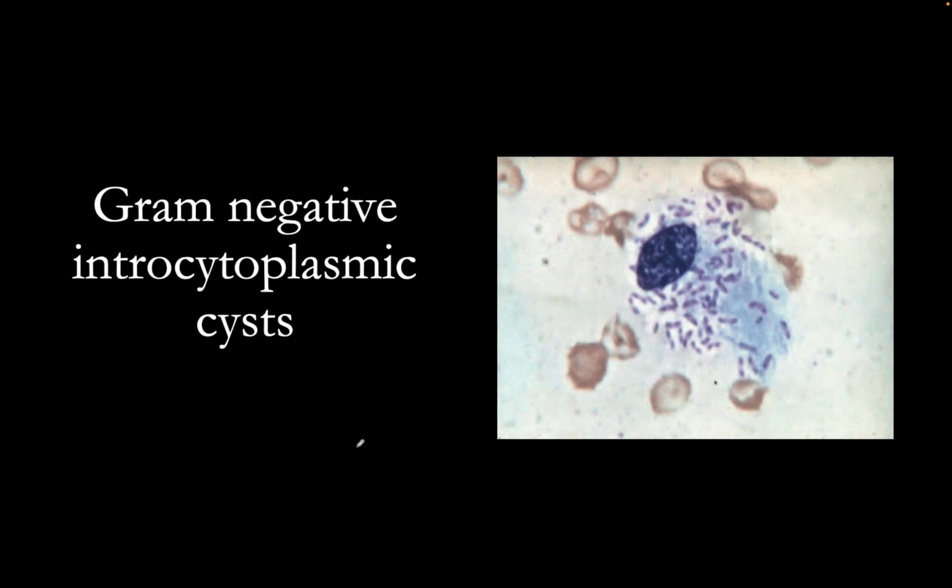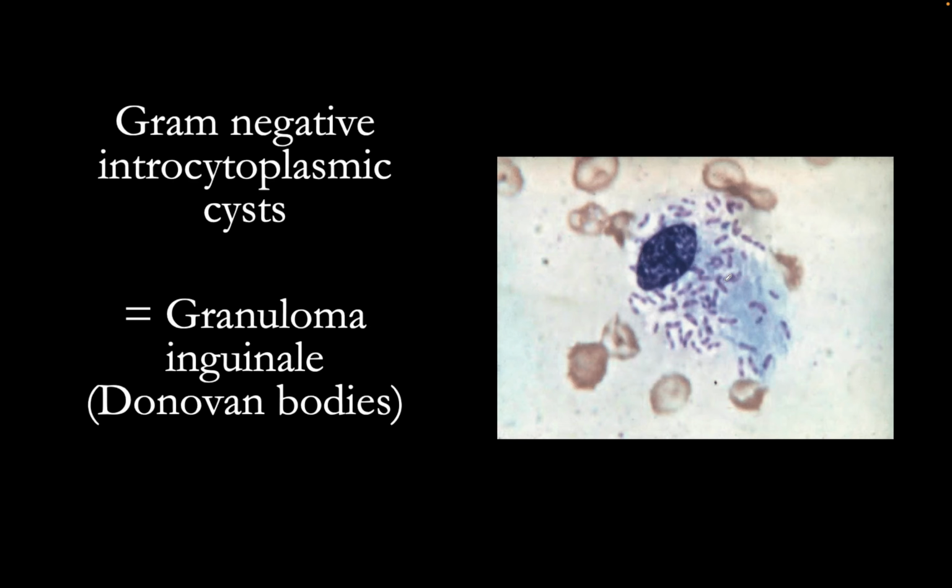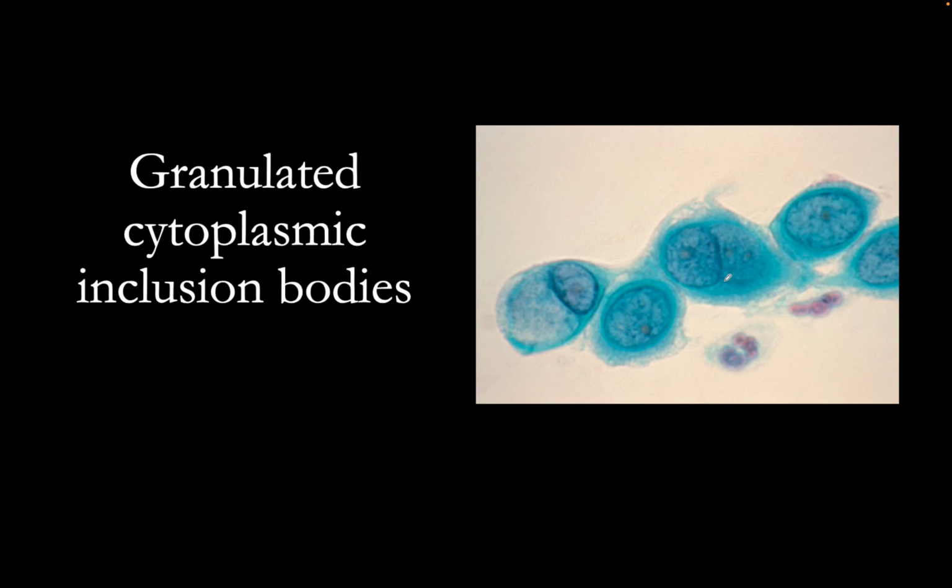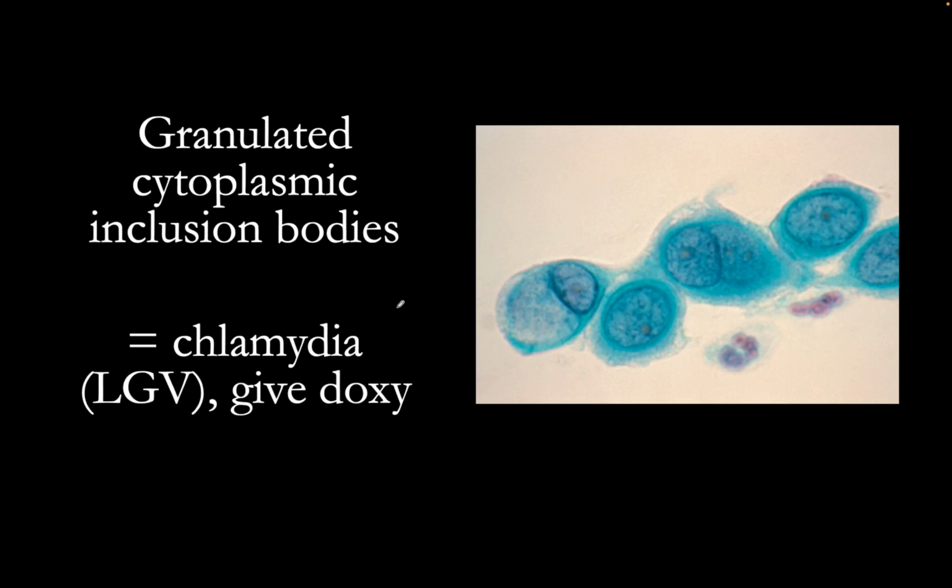So if we see gram-negative intracytoplasmic, right? So they're not in the nucleus, they're outside, cysts. So these are the Donovan bodies. Granulated cytoplasmic inclusion bodies. Inclusion bodies, it's a pretty good buzzword for chlamydia. And again, chlamydia is what causes the lymphogranuloma venereum, and you need to give doxy.